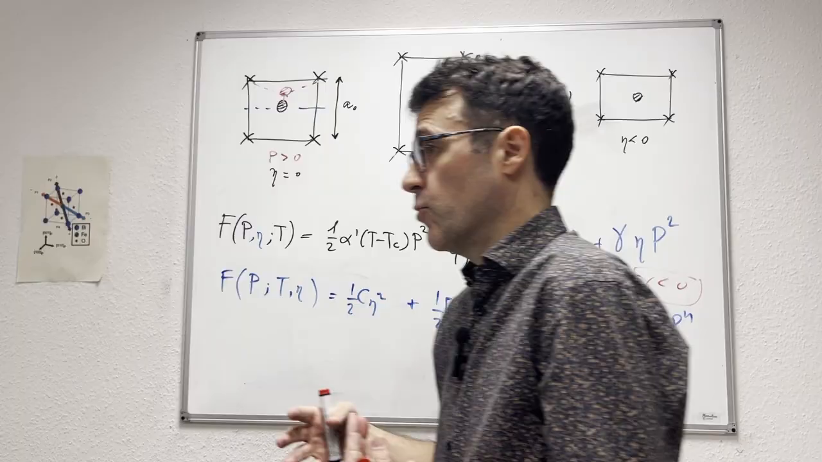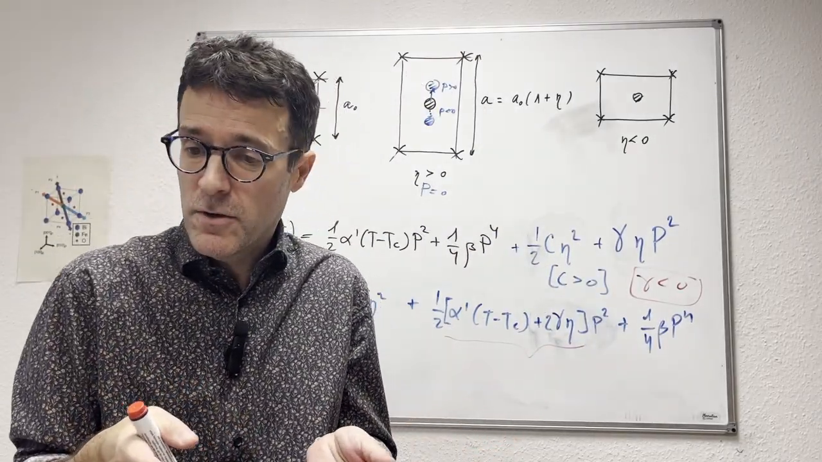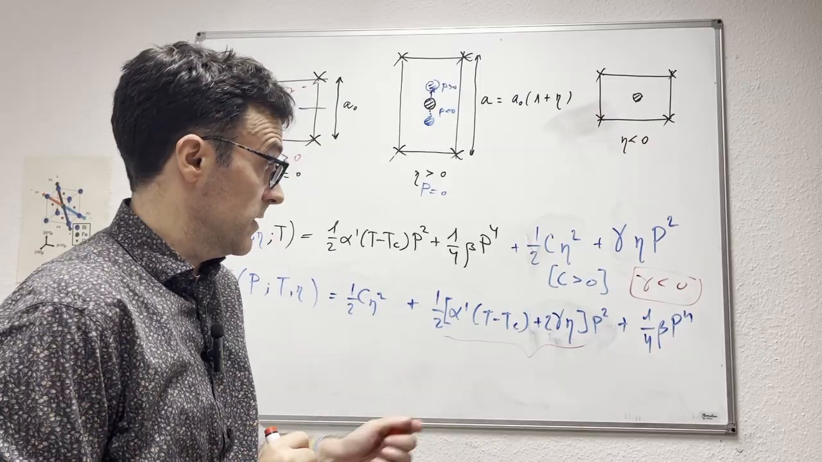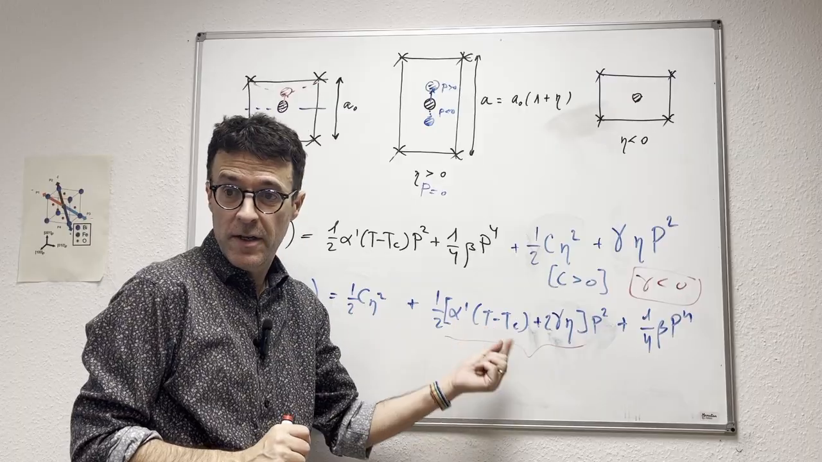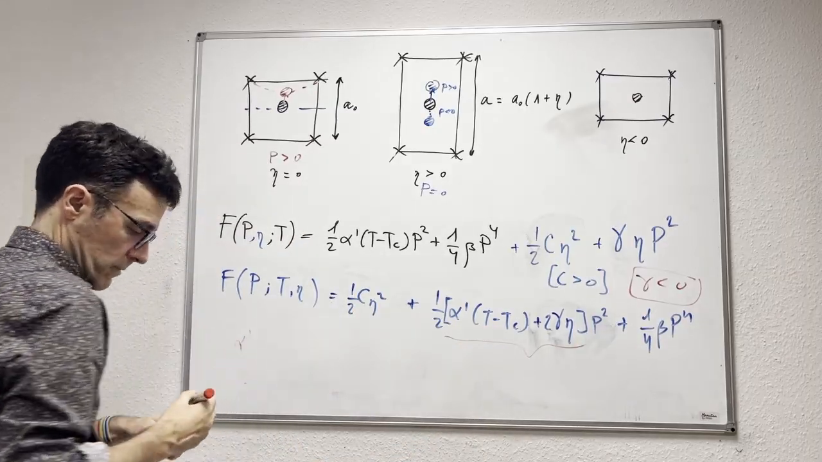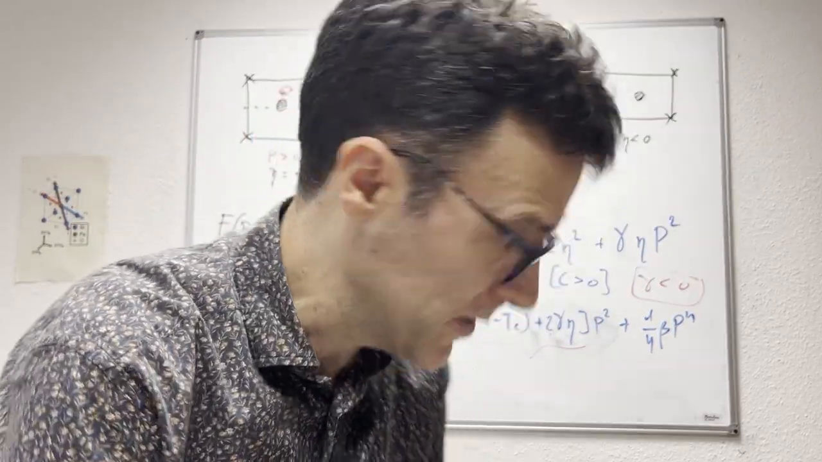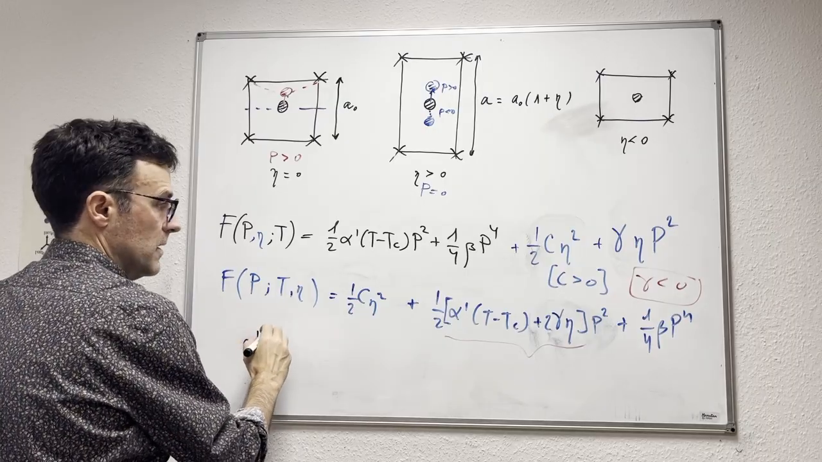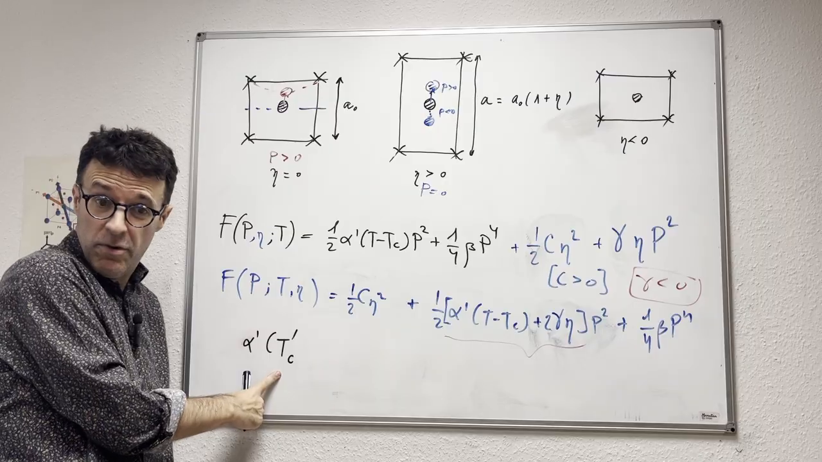So it's the temperature at which I don't have a minimum anymore at P equal to 0, and the minima correspond to situations with finite polarization. So I can ask the question, what is the temperature I need for this guy to become 0, right? So I can call that one Tc prime. It's a modified Curie point.